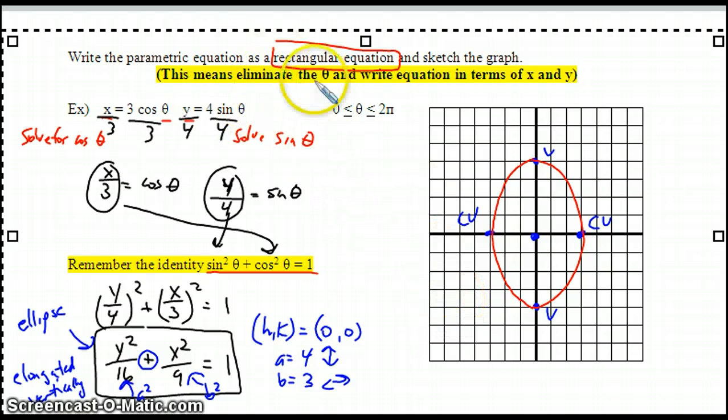So when your third parameter is theta, you're going to have to try to remember to use this identity that sine squared plus cosine squared is equal to 1, and that's how you can eliminate the cosine and the sine out of this entire equation and get it into something that you're used to being able to graph.